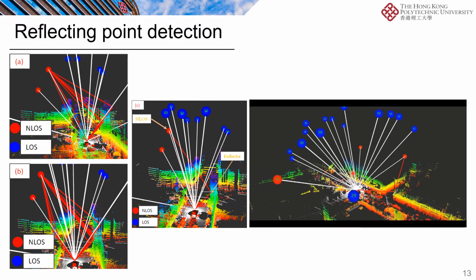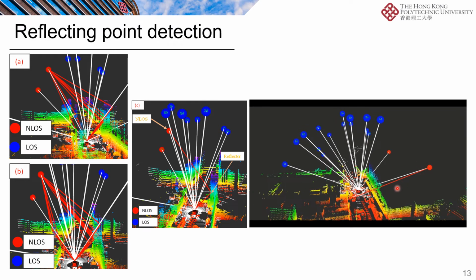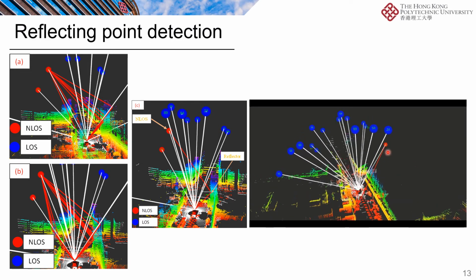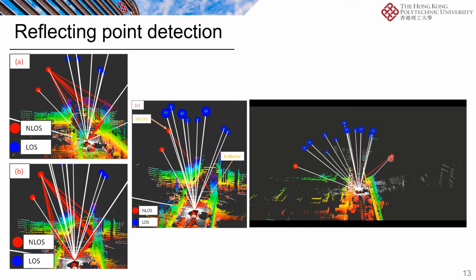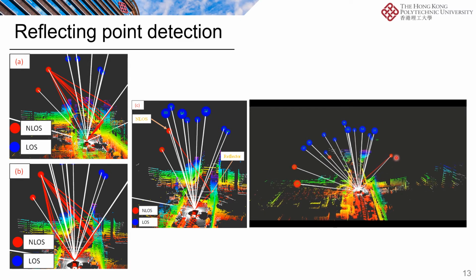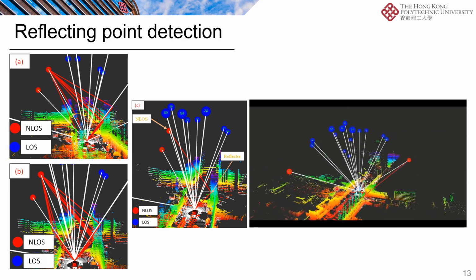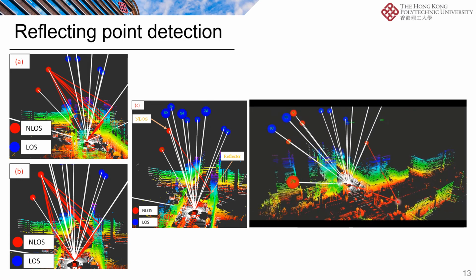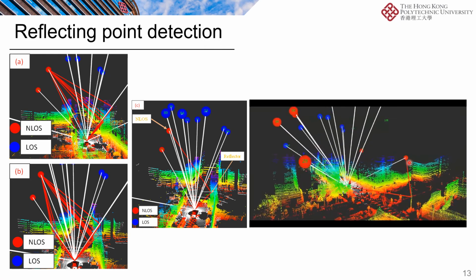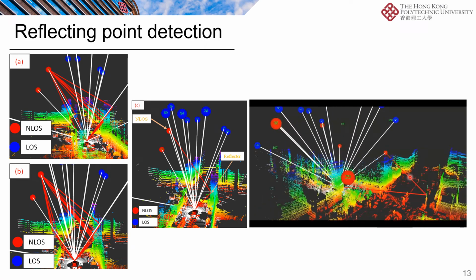Here is a demonstration. Here is the NLOS, and here is the reflector. We only demonstrate one reflector for one satellite here. Here we found the reflector. Interestingly, this can also be a potential reflector. Okay, here is the NLOS, and here the reflection route.